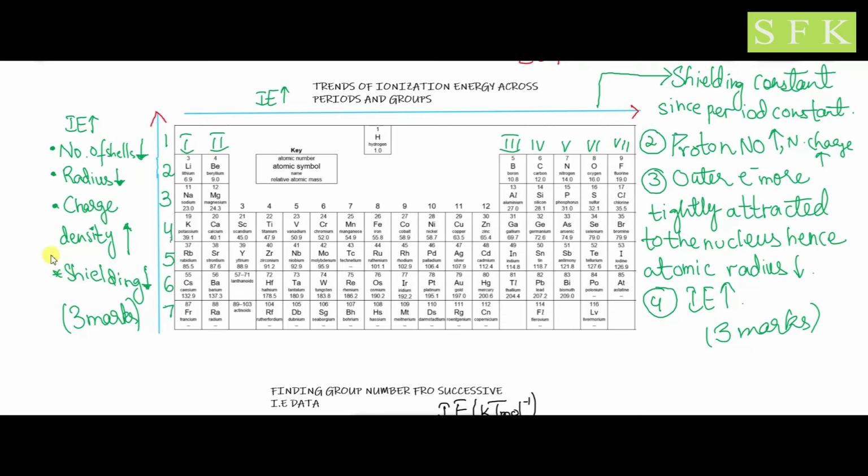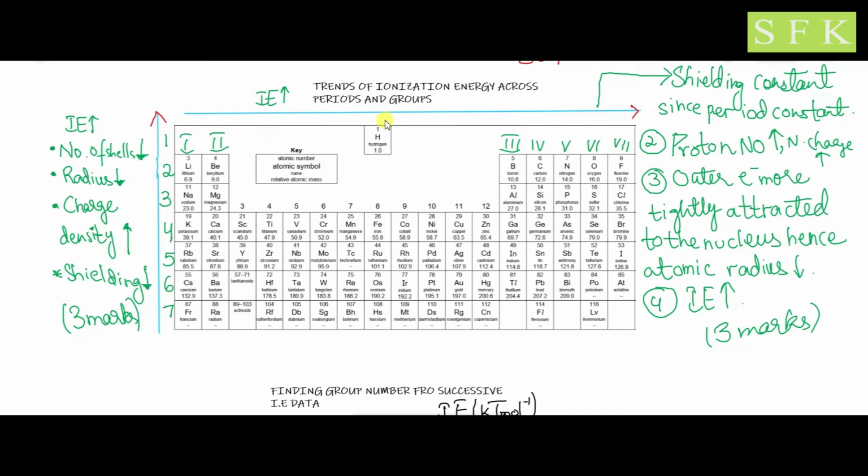But to be on the safe side, you may also write shielding effect. Going up the group, the shielding effect decreases. So as a result, the outermost electron is going to be more tightly attracted to the nucleus, and more energy will be needed to remove it. So the ionization energy over here increases.